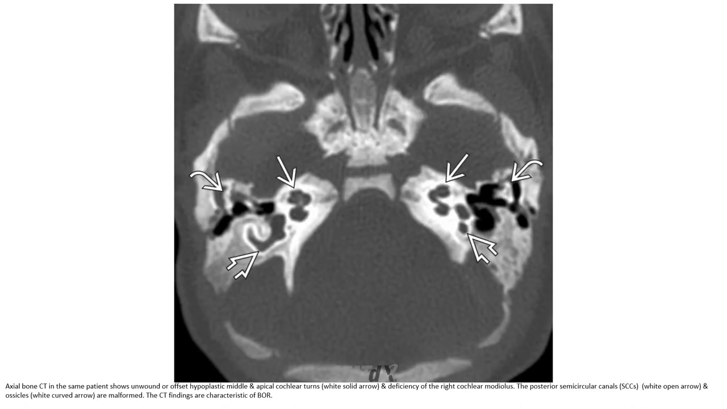Axial bone CT in the same patient shows an unwound or offset, hypoplastic middle and apical cochlear turn, a deficiency of the right cochlear modiolus, the posterior semicircular canal, and ossicle malformation. The CT findings are characteristic of branchio-oto-renal syndrome.